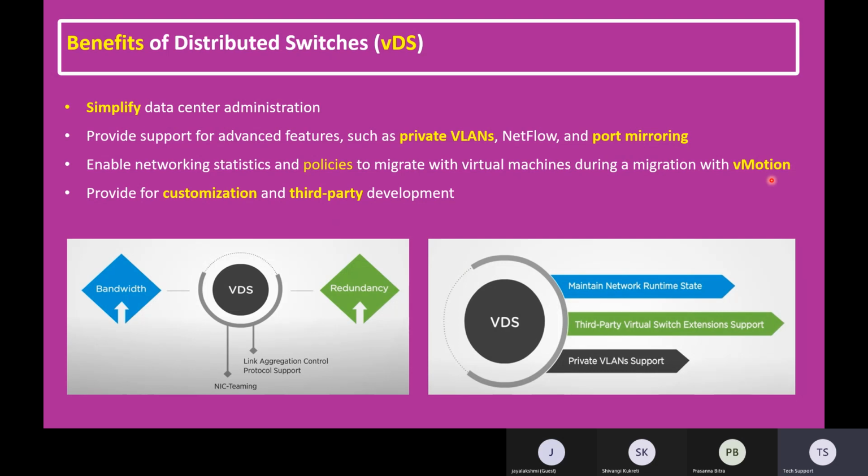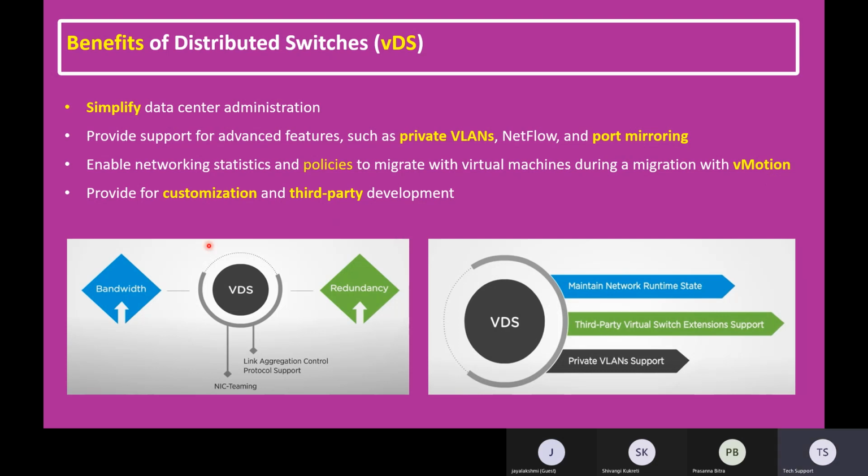with vMotion. That means even if you do not have shared storage, network level migration is available if you are using a distributed switch. That is the importance of this point. I repeat, if you have a standard switch and want to migrate a live virtual machine without shared storage, it won't be possible. But if you have a distributed switch, you can migrate a virtual machine from one host to another host without a shared storage device also. That is the point we are highlighting here.